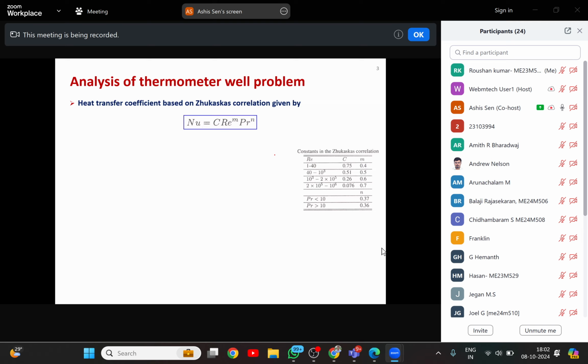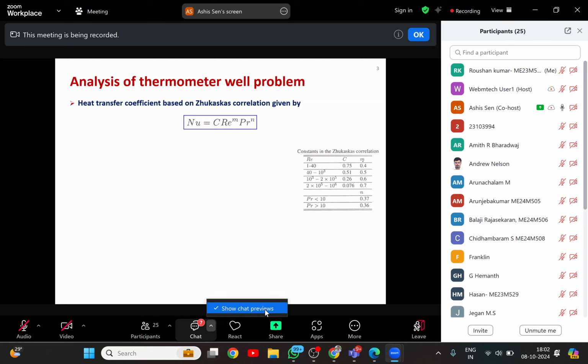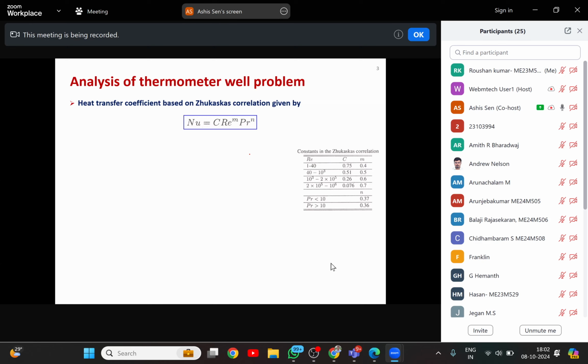And the values of C, m, and n depend on the Reynolds number and Prandtl number, as you can see in this table. Depending on the Reynolds number range, you can pick out the values of C and m. And the Prandtl number will decide the value of n.